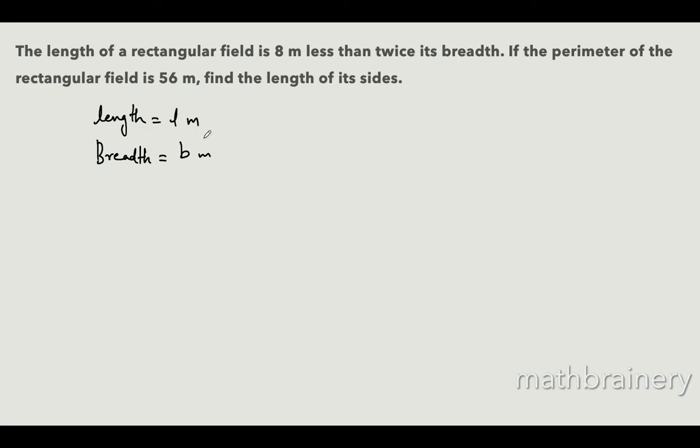Now, what is given to us? Length is equal to 8 meters less than twice the breadth, that is it must be 2b minus 8. So, if L is the length and B is the breadth of this rectangle, then according to the question this L must be 2b minus 8 meters. Now, what is also given, the perimeter of the rectangular field is 56 meters. Now, what is perimeter of a rectangle? 2 times (L plus B). This 2 times (L plus B) is equal to 56 meters.